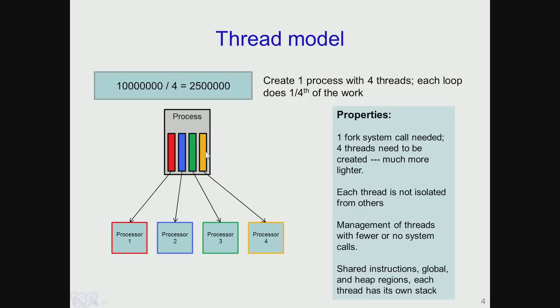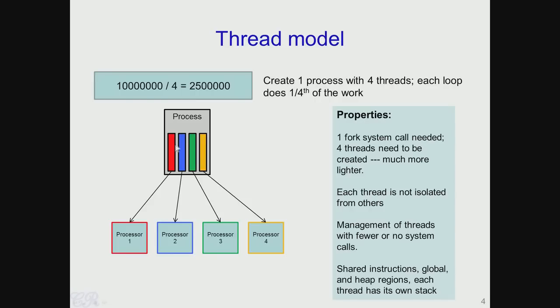Further, a major difference with respect to the process parallelization from the previous slide is that these threads are not isolated from each other. What this means is that since all these 4 threads execute in the same process space, these threads could access the process's segments such as the heap segment and the global data. Also, it is possible that the instructions or the text segment in this process is also shared among the various threads.